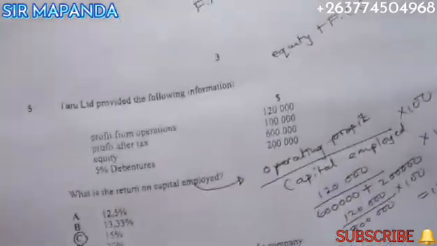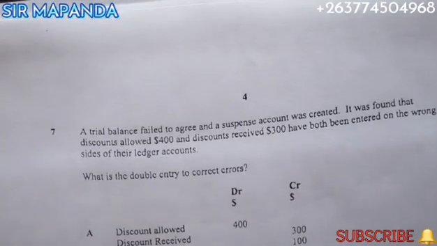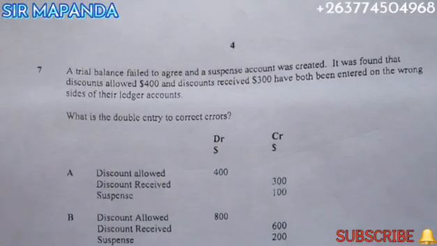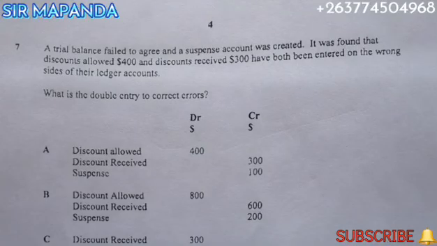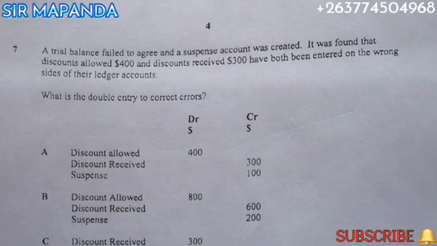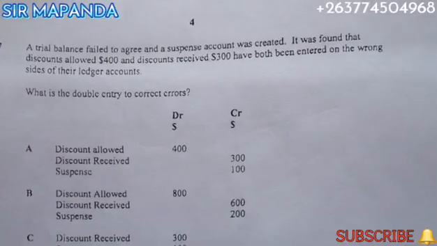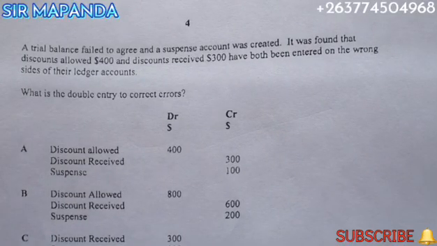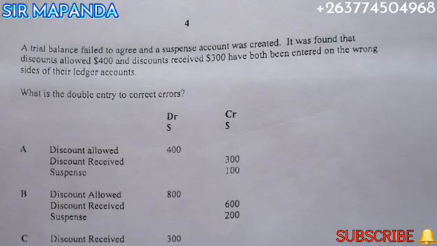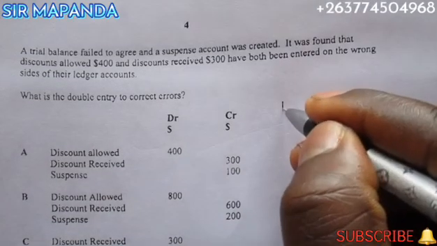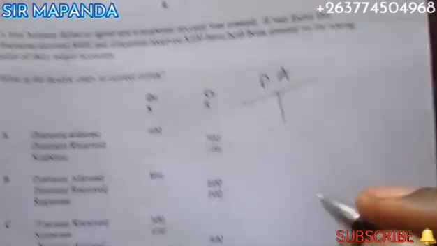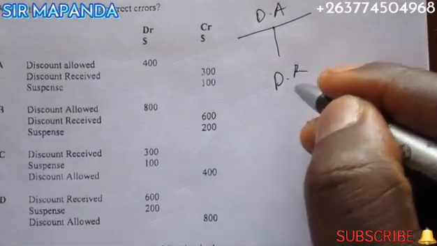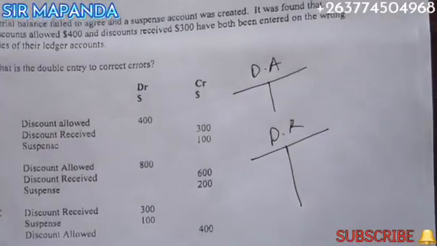We move on to question number 7. It reads, a trial balance failed to agree and a suspense account was created. It was found that discount allowed 400 and the discount received 300 have both been entered on the wrong side of their ledger accounts. What is the double entry to correct the errors? So I'm going to open discount allowed, then I also open discount received. I hope you are following.